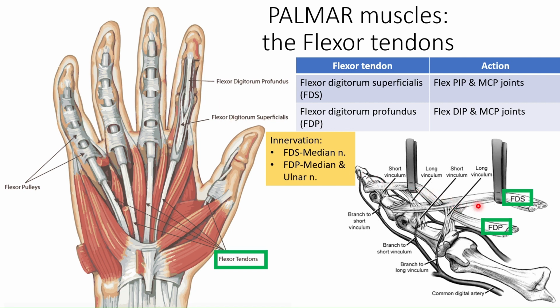The flexor digitorum superficialis attaches to the base of the middle phalanx to flex the proximal interphalangeal joint and the metacarpophalangeal joint. The flexor digitorum profundus tendon attaches to the distal phalanx to flex the distal interphalangeal joint and the metacarpophalangeal joint.